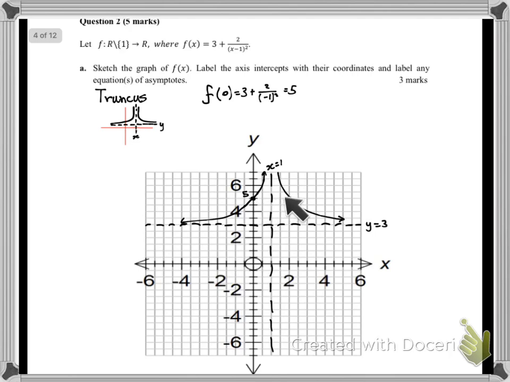And then symmetrically opposite that same point, on the other side of the vertical asymptote, there's an equivalent point that is 2 grid units apart on either side of the vertical asymptote, and we can very accurately sketch the truncus in this manner. Okay, so they're the main features you need to show to get full marks. You've got to put the equations of your asymptotes there and there, just like so.